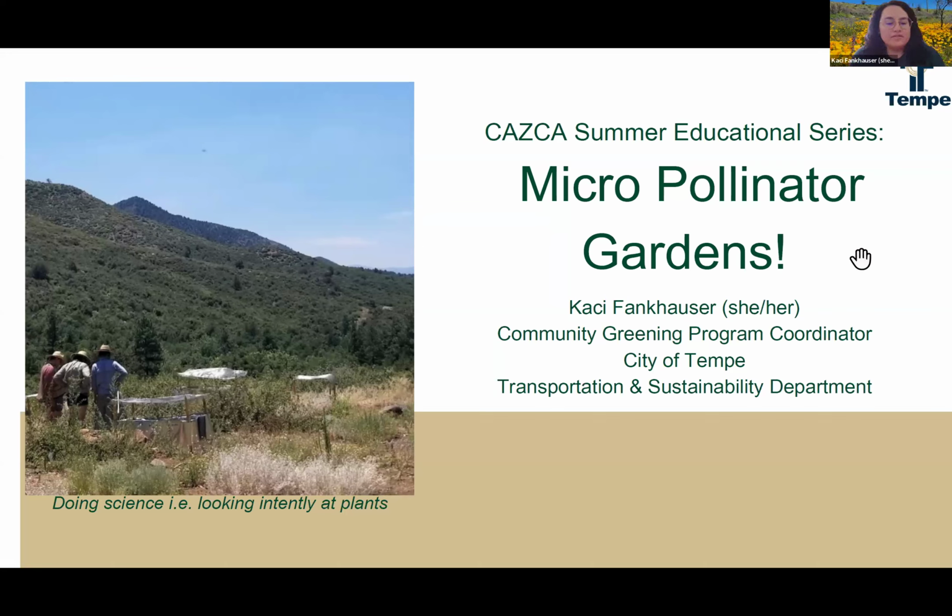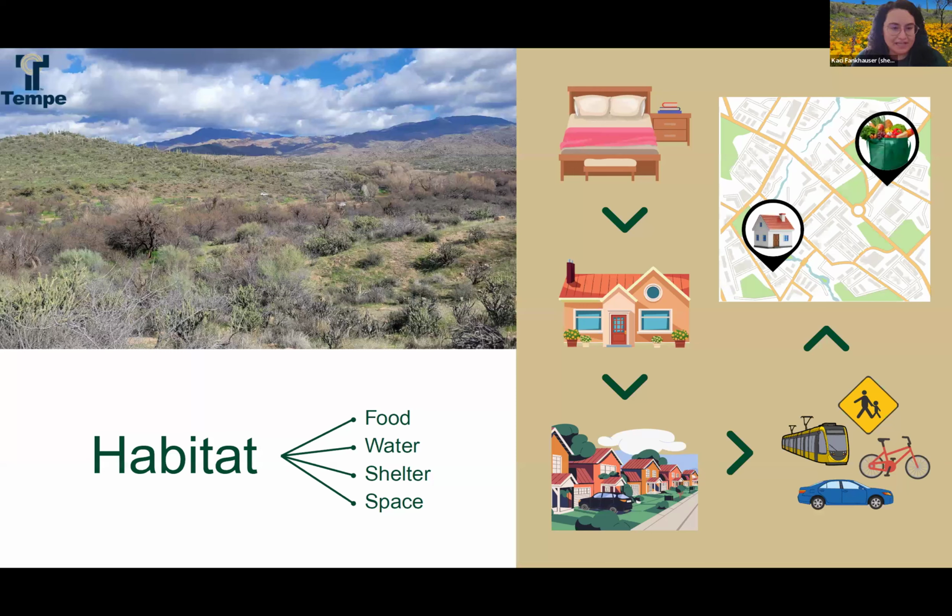Okay, so first thing to talk about is habitat. What is habitat? There are four main things that make up habitat. When you're thinking about creating your pollinator garden, you want to create a habitat for the pollinators, right? So food, water, shelter, and space.